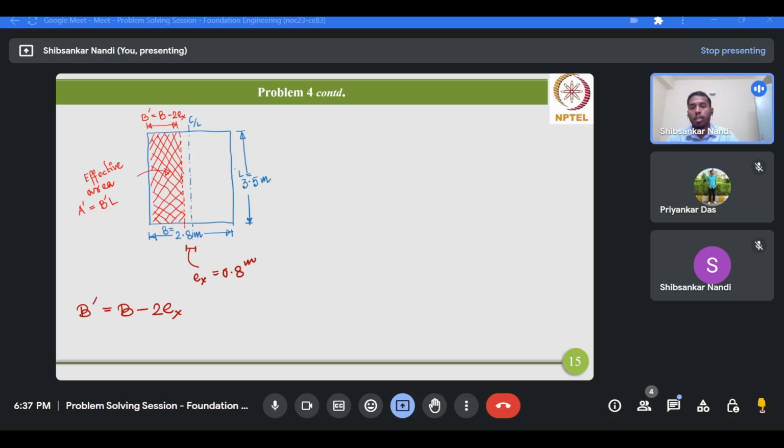Initially the area was B times L. Now the effective area becomes B prime times L. So the width has been modified so that the load which was eccentric with respect to the original area now becomes concentric with respect to the effective area. And please keep in mind that all the shape factors and depth factors involved in solving the bearing capacity need to use this modified area only. You cannot use the original width.